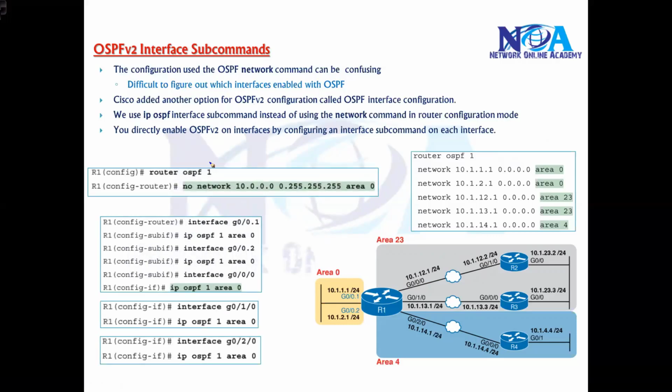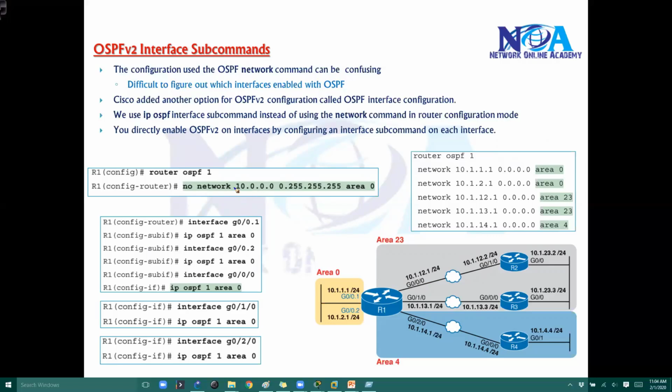Like in this example here, you can see, let's say I want to advertise this 10 dot subnet. We are removing this 10 dot network configuration, and I'm just replacing it with the interface-specific configuration. If you observe here, I'm going to G0/0.1 and .2, and these two interfaces should be in area 0. So we go to the interface and directly say that the interface should be advertised in area 0.